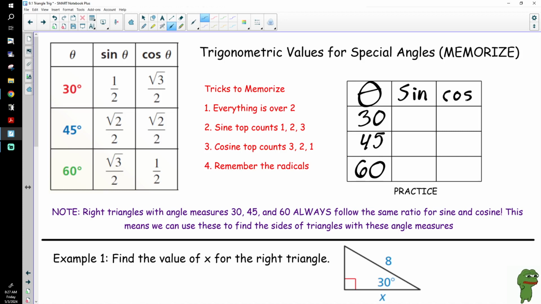The easy way to remember is using these four tricks. First off, sine counts from 1 to 3: 1, 2, 3. So you're just going to write 1, 2, 3. Cosine is 3, 2, 1. Next, everything is divided by 2. So all you're going to do is under everything, divide by 2, divide by 2, divide by 2, divide by 2, divide by 2, divide by 2.